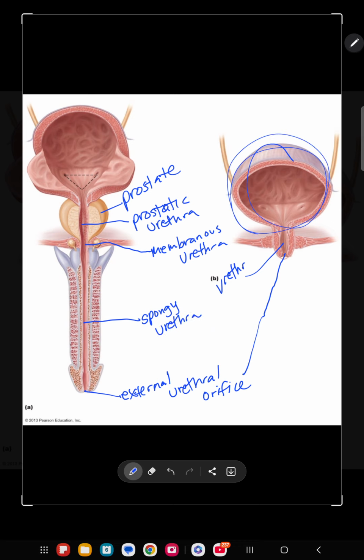This round area, on both the male and the female, is the urinary bladder. And this is the ureter of both the male and female, which would carry the urine from the kidneys down the ureter to the urinary bladder. These little dots on both the male and female are known as the urethral orifices.